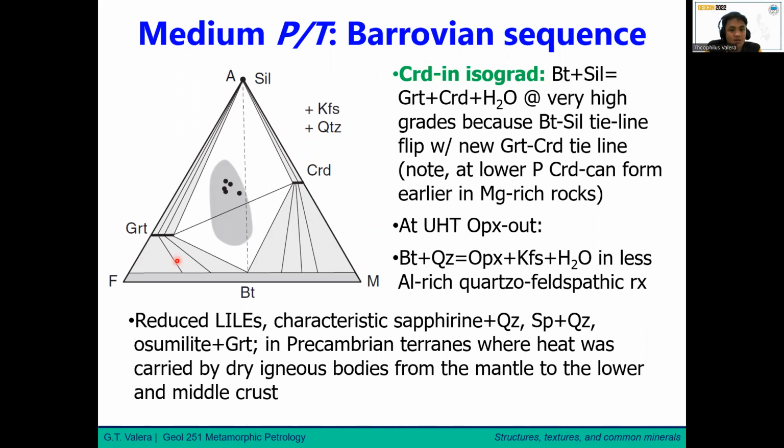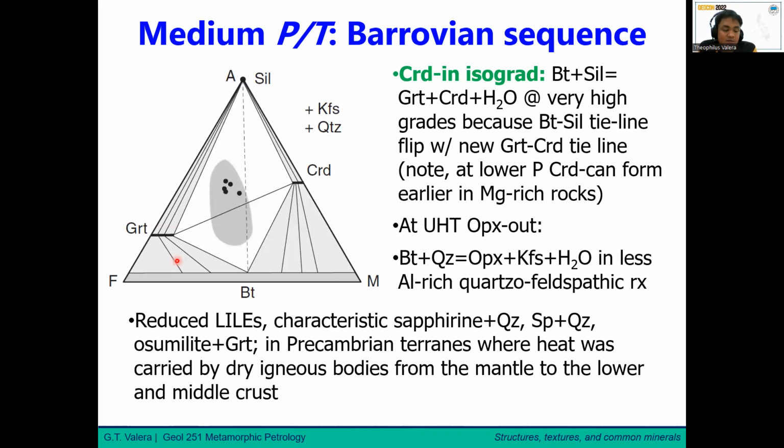Cordierite in isograd. Cordierite in isograd through biotite plus sillimanite equals garnet plus cordierite plus water. Very high grades because the biotite-sillimanite tie line is flipped with the new garnet-cordierite tie line. I think we'll get you naman to. At ultra high temperature, OPX in through, no, biotite out to that. Sorry. This is biotite out at UHT conditions. So biotite plus quartz equals OPX plus alkali feldspar plus water. And in less aluminum-rich rocks, quartz feldspathic rocks.